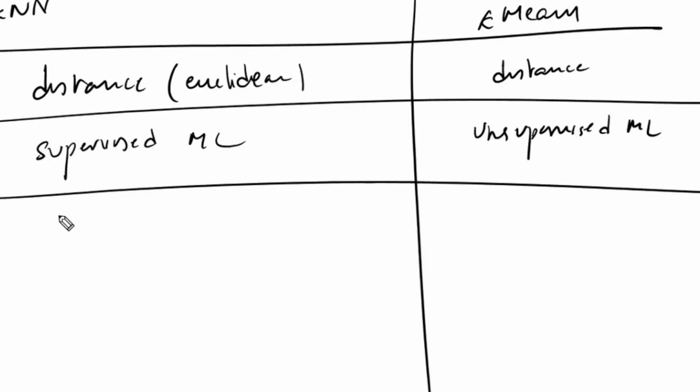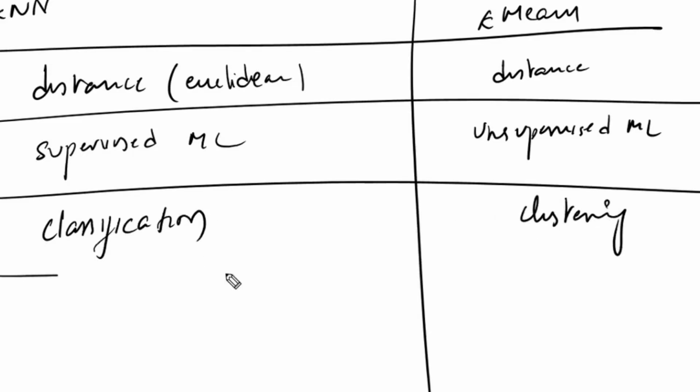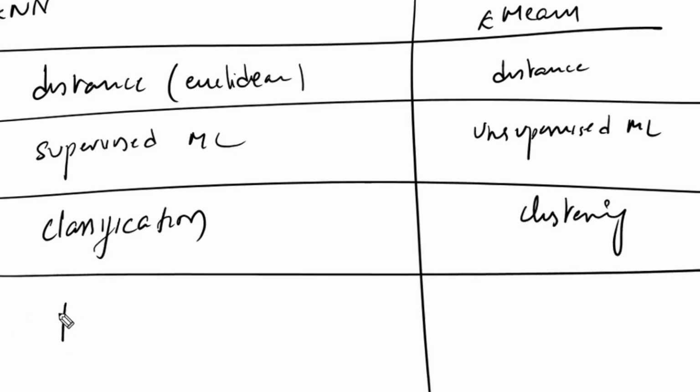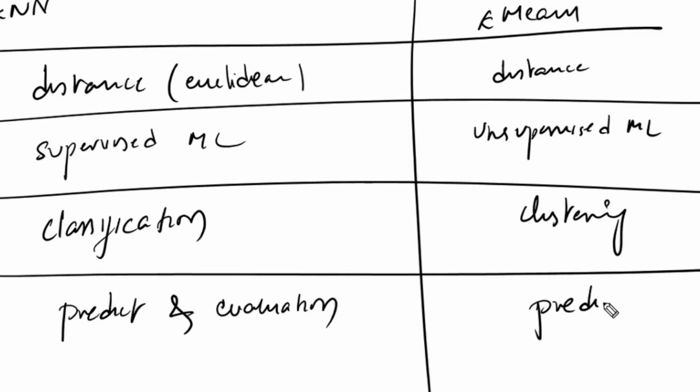Now the next one: KNN is a classification algorithm, while k-means is a clustering algorithm. In KNN we do the prediction and compare with the actual value, which means prediction followed by evaluation. Here we do only the prediction, and no evaluation will be done, because we are not comparing with the original one.